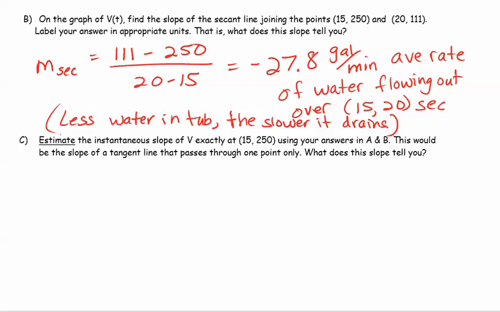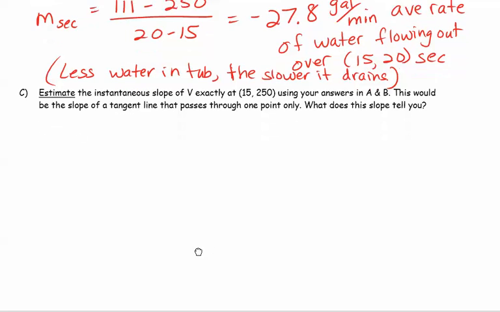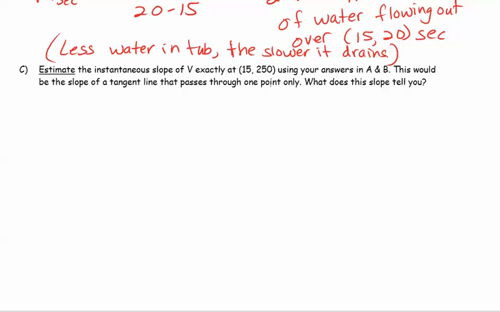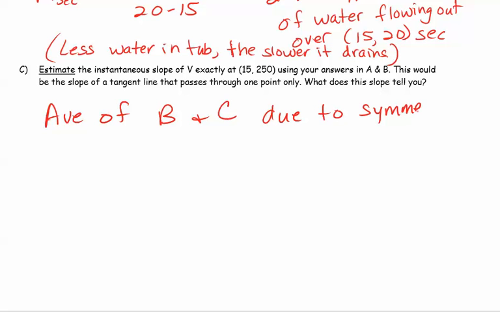All right, and one more. Estimate the instantaneous rate, or the slope of the tangent, at the point 50 and 250, and can we use our answers in part A and B? Well, because those answers surround 15, we could use the symmetry, so we could take the average of the answers from B and C due to the symmetry of the time intervals.